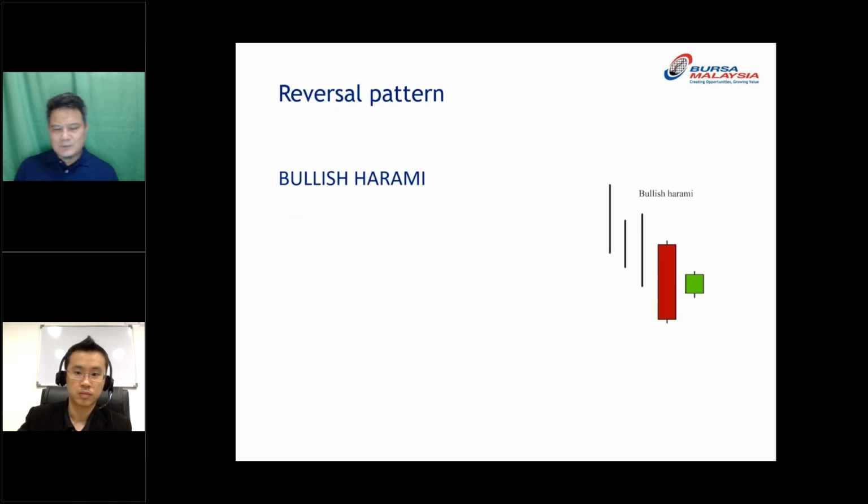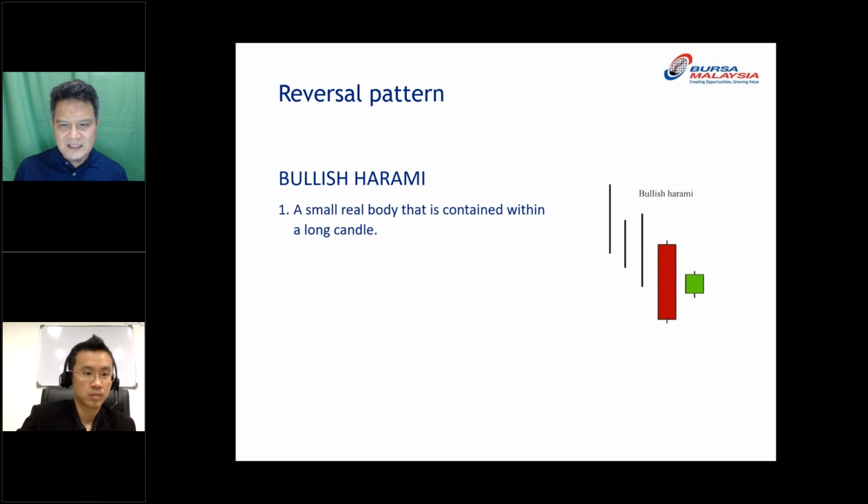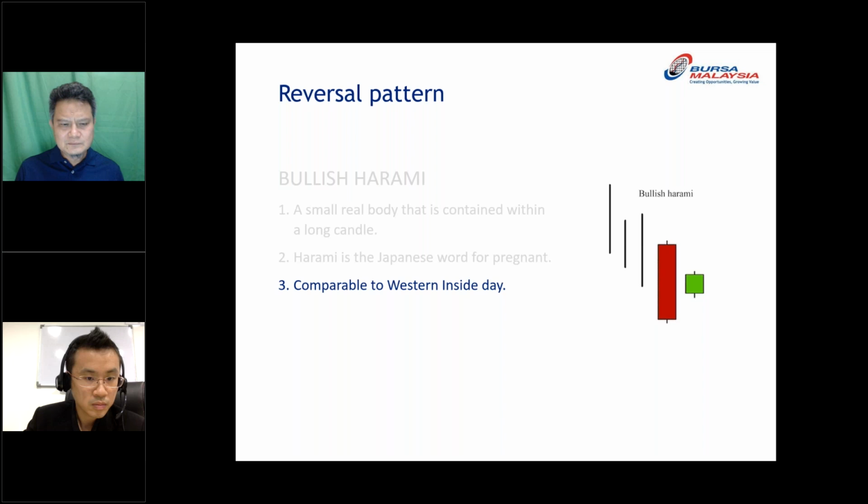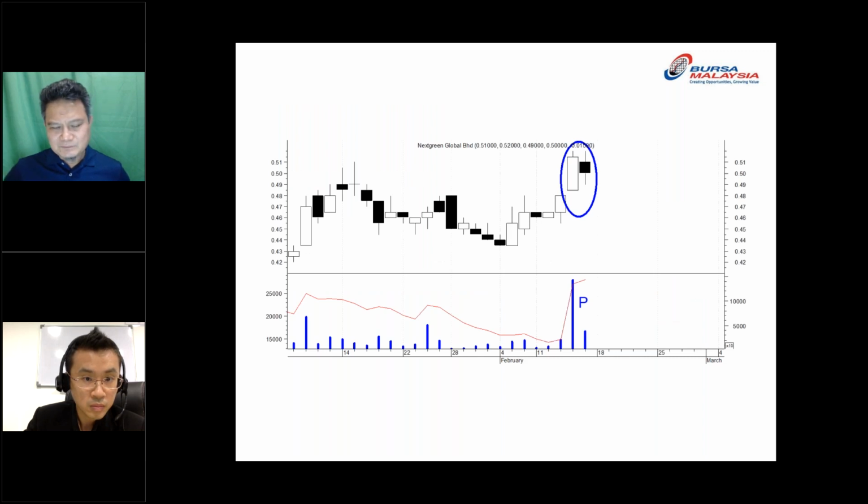Okay. Bullish Harami. Bullish Harami is a two-candle pattern. The first one is a long candle. The second candle is a smaller one and is within the first candle. Harami is a Japanese word for pregnant, which means it looks like a pregnant woman. That's why we call it Harami. And it's comparable to what we call in the West an inside day. So this is an example.